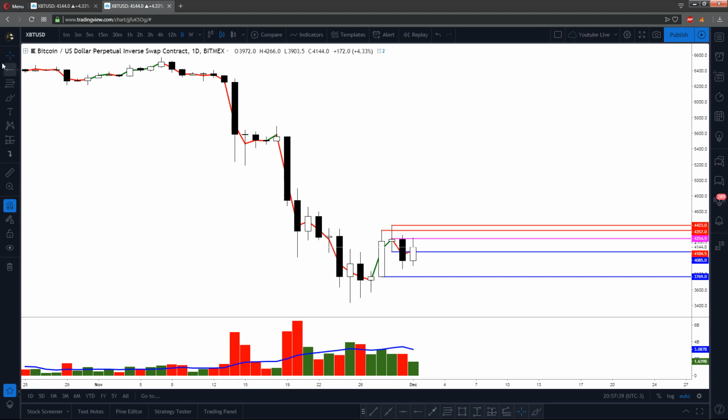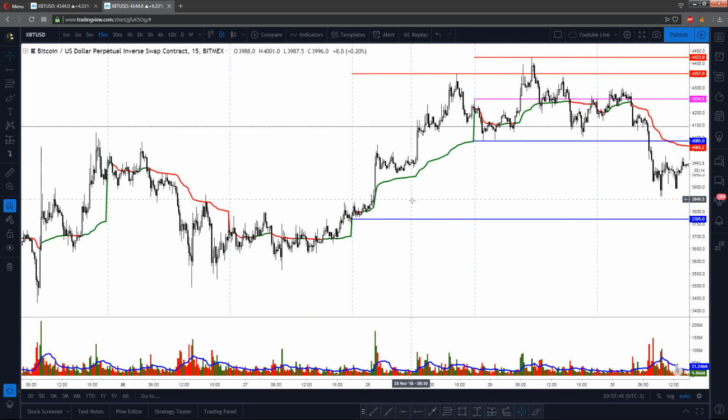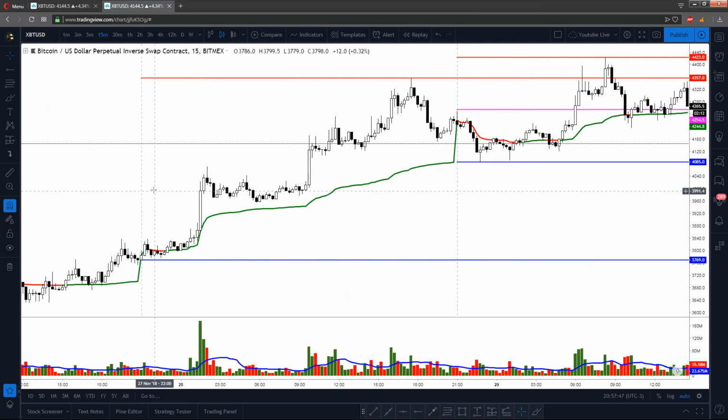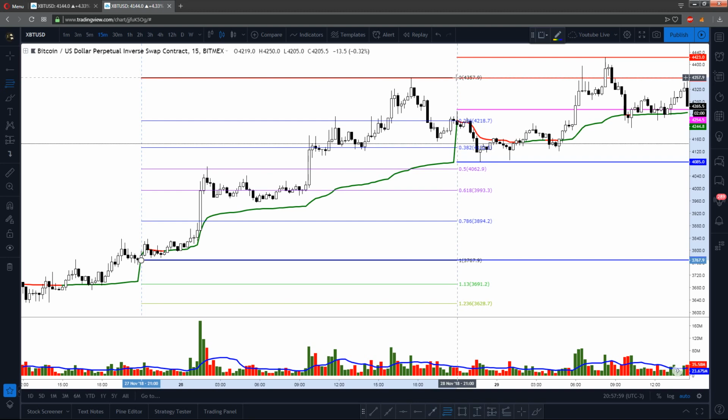The equilibrium you don't need to really worry about, but if you want to, you can go ahead and grab that as well. That would be the equilibrium of this day here. You can see it's divided by these two blue lines. So once again, you just grab your Fibonacci tool. You grab the low to high, and you go ahead and grab the 50%.